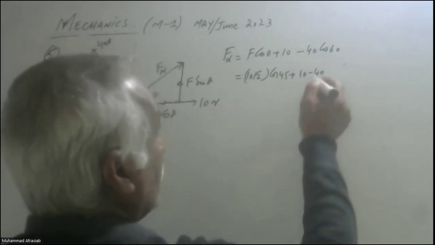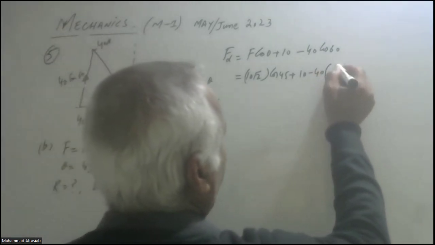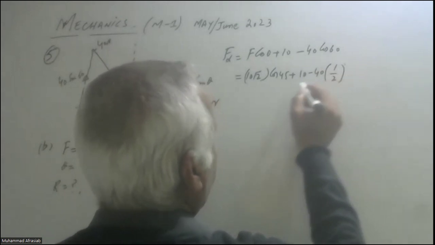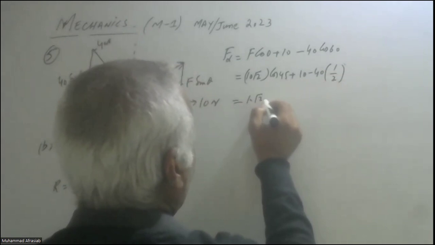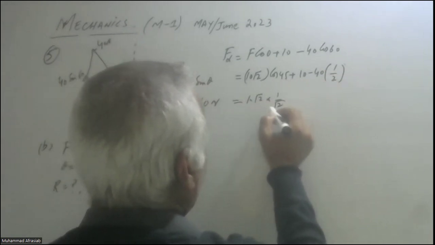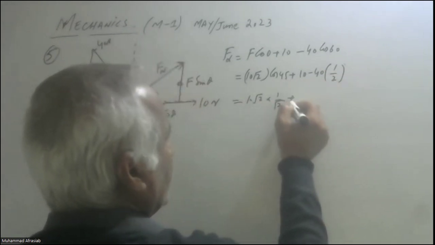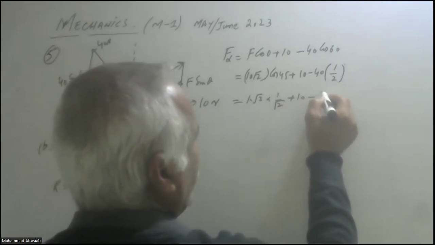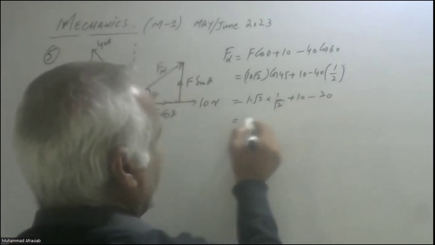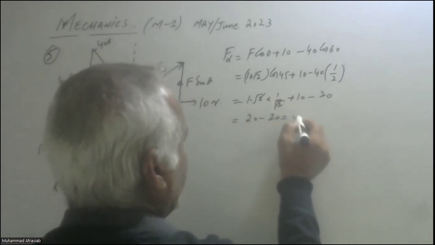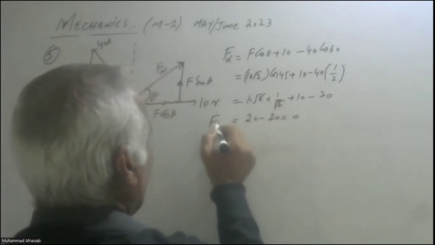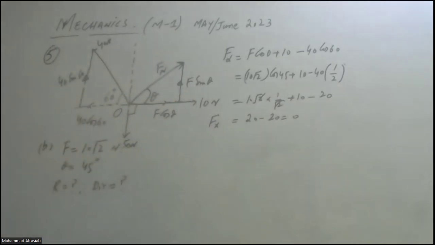40 cos 60 is basically 1 over 2 there. So this should be equal to 10 root 2 into 1 over root 2 plus 10 minus 20. This will be equal to 20 minus 20, and that is equal to 0. So the resultant of all Fx components is equal to 0 there.